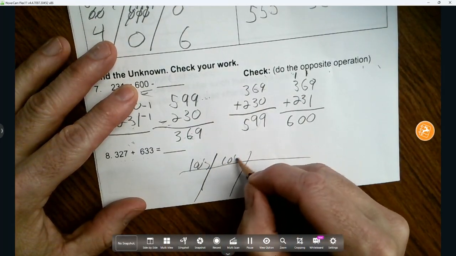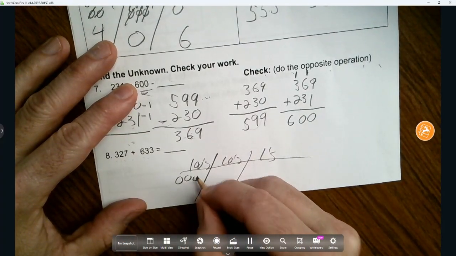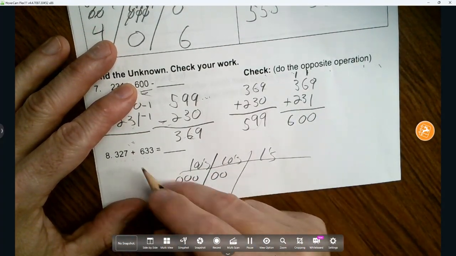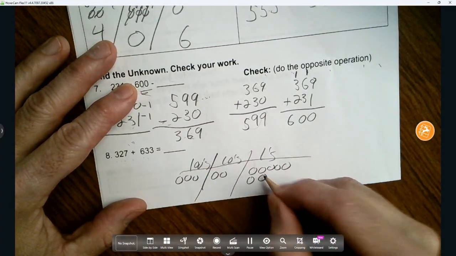Hundreds, tens, ones. So we have 3 hundreds, 1, 2, 3. 2 tens, 1, 2. And 7 ones, 1, 2, 3, 4, 5, 6, 7.